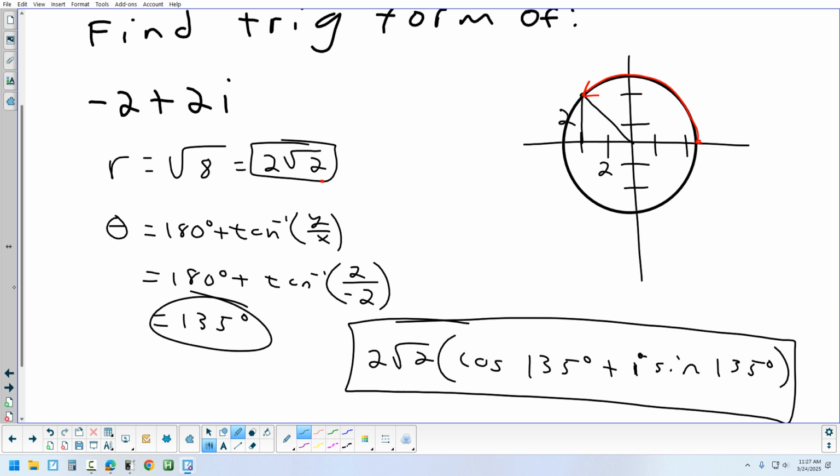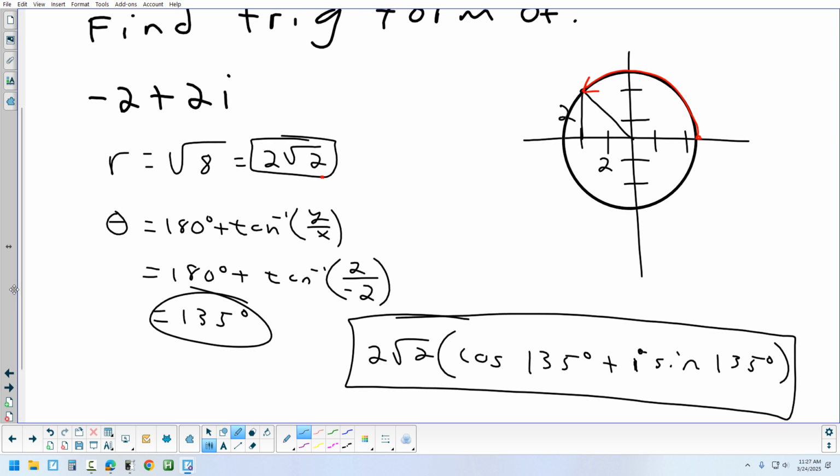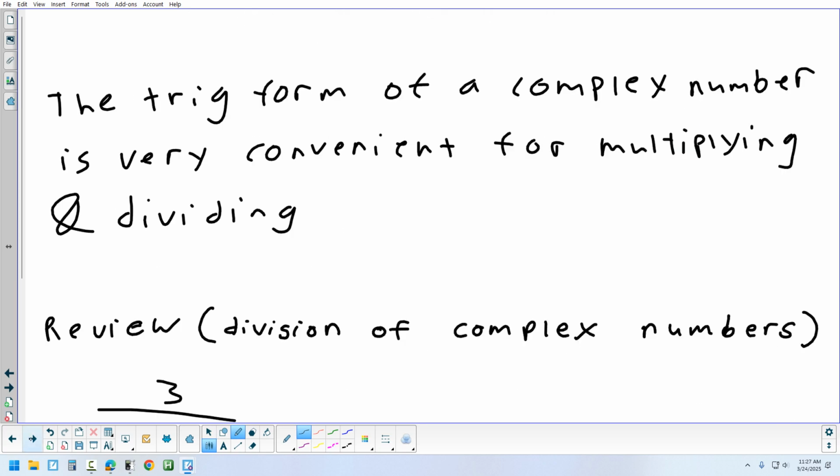Now, normally I'd practice a couple more, but we're still going to have to do this to do the next thing. So we're going to practice a couple more of these anyway. All right, so the last thing, what does this really help us to do? Well, writing complex numbers in trig form gives us an extremely fast way to multiply and divide complex numbers.